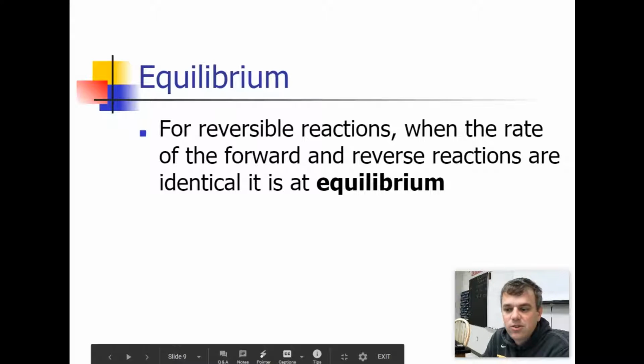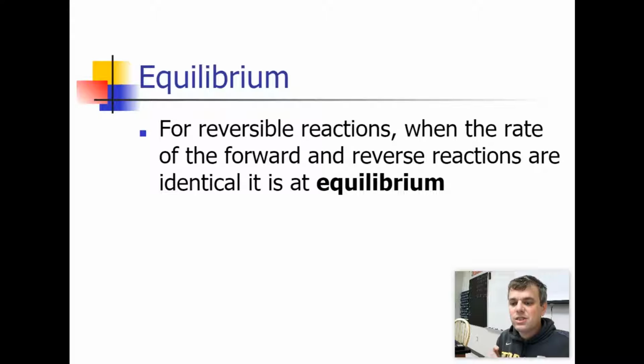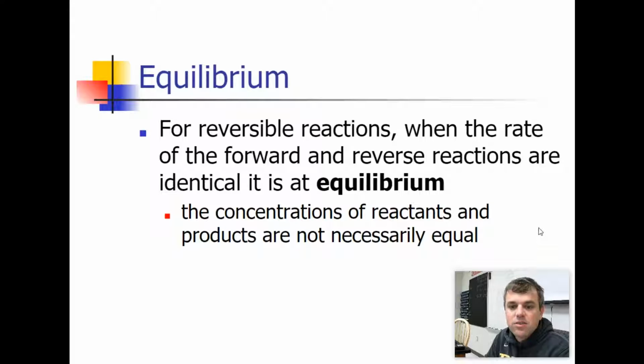The way this works is chemical equilibrium applies to what are called reversible reactions. That's a reaction that not only can go from reactants to products, but the products can go back and reform the reactants. For a reversible reaction, when the rate at which the forward and reverse reactions occur are identical, you have reached what we call chemical equilibrium. This does not necessarily mean that the concentrations or the amounts of your reactants and products are the same. It just means that the rate at which you are forming products and forming reactants are equal.